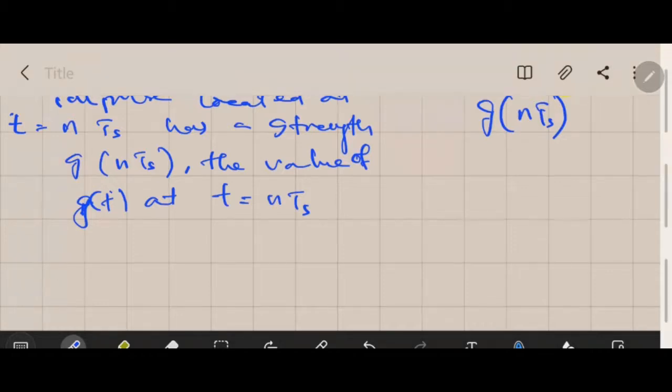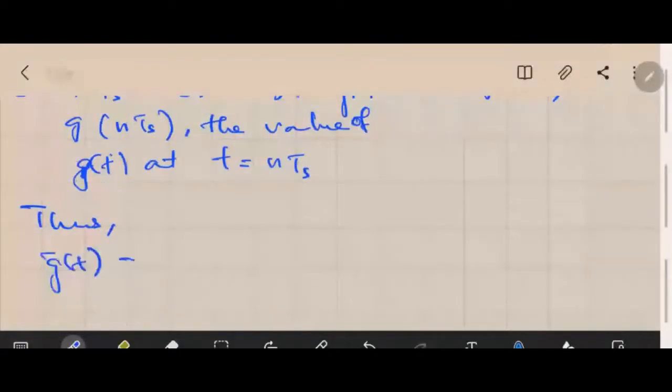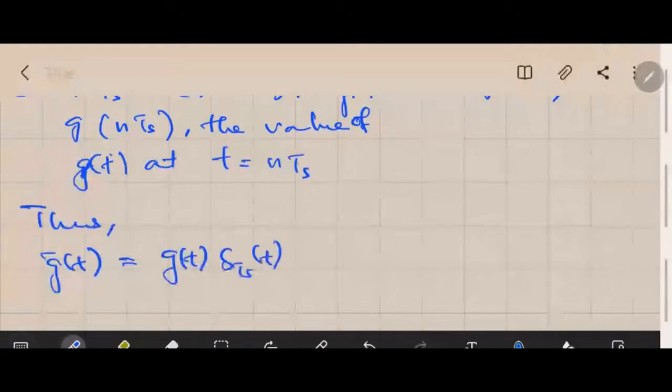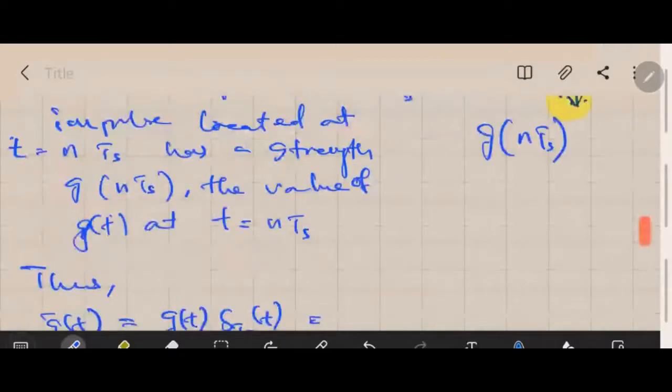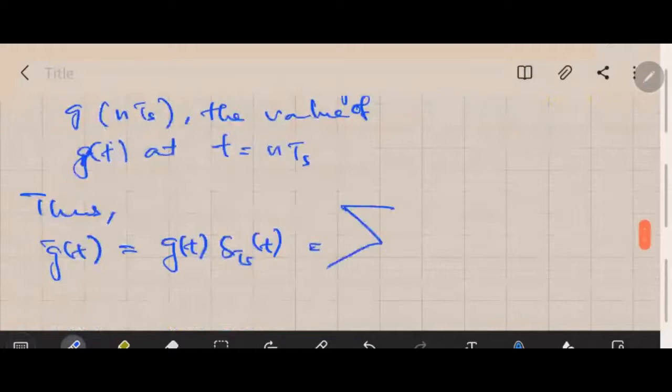Let us try to find out what is there in the sampled signal. The sampled signal is g bar of t, and how have we got it? By multiplying g of t with delta Ts of t. We could always write it in this form. If we consider that the strength of the impulse located at t equal to nTs is g of nTs, we could write it in a different form, in the form of a summation.